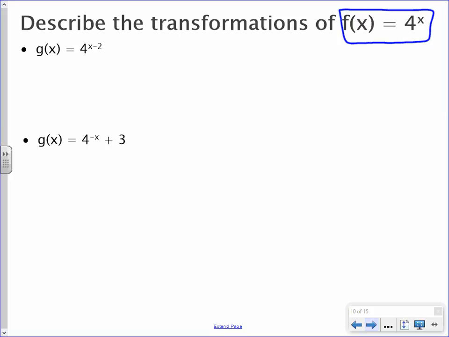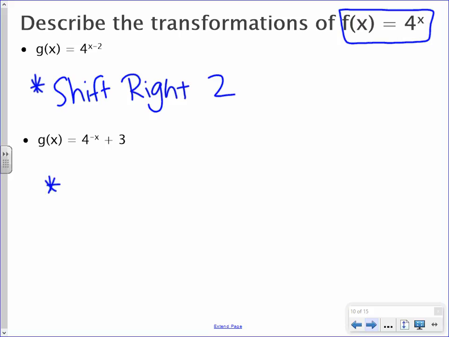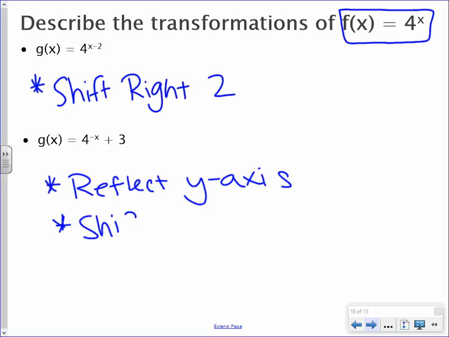Okay. Pod 5. This first one. Right. Do you agree with pod 5? Yes. Okay. Pod 6, this one. Reflect y-axis, and then what? Agree or disagree? Agree. Any questions about those?